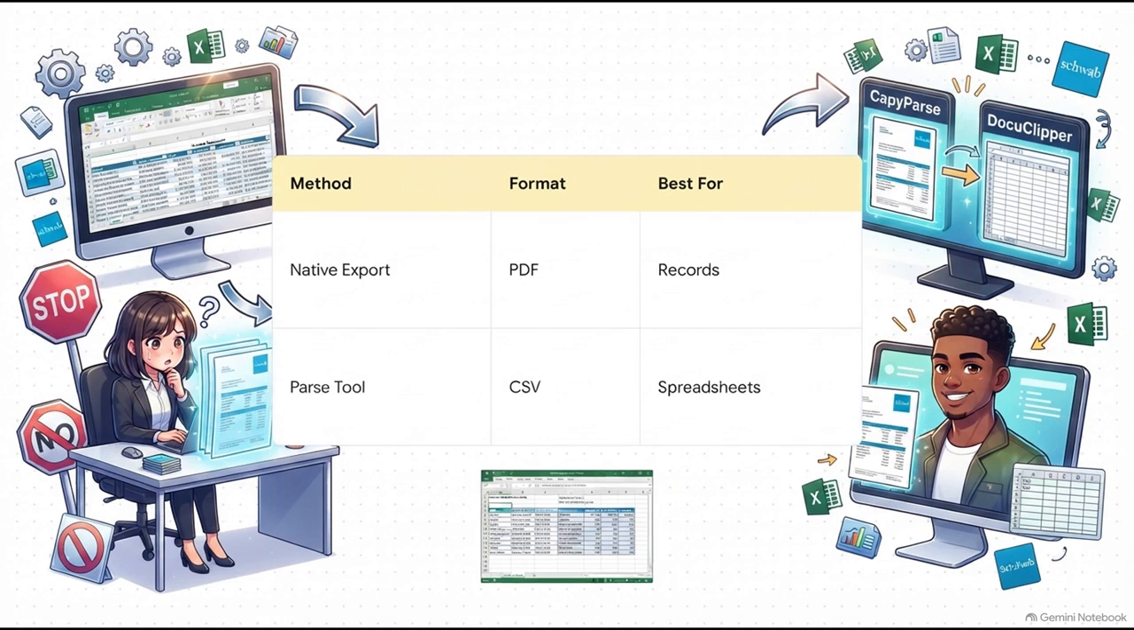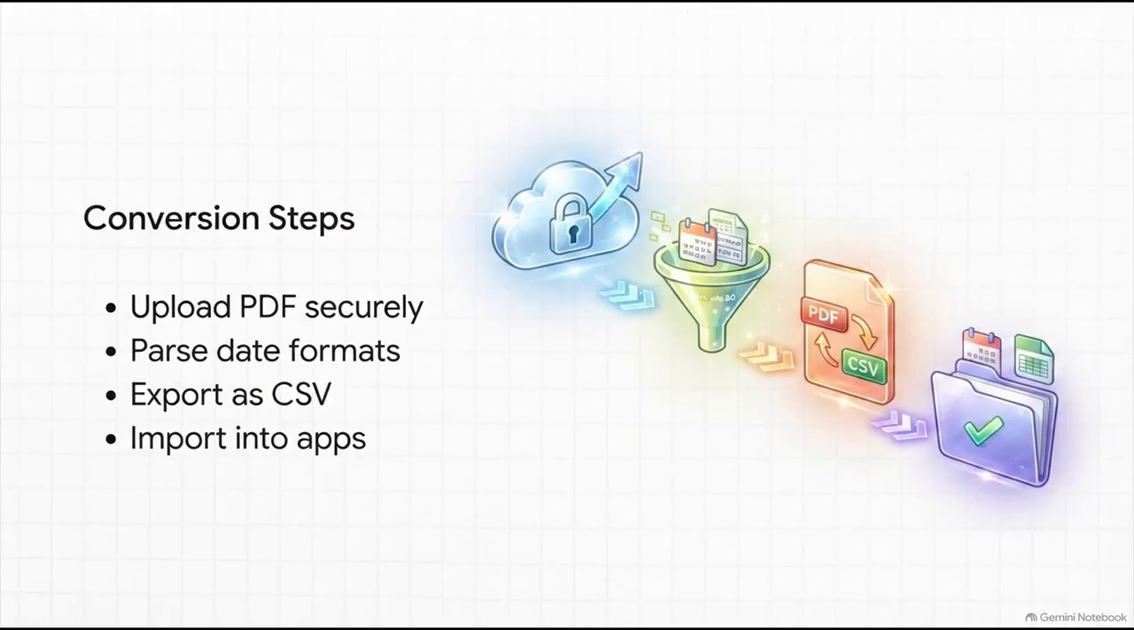PDFs are perfect for official record keeping, sure, but they're pretty terrible if you want to crunch numbers in a spreadsheet. That is exactly where external parser tools like CopyParse or DocuClipper step in. They automatically read those Schwab PDFs and output beautifully structured data. By safely passing your downloaded PDF through one of these dedicated conversion tools, you completely unlock your transaction data.